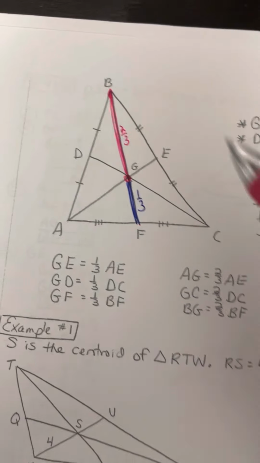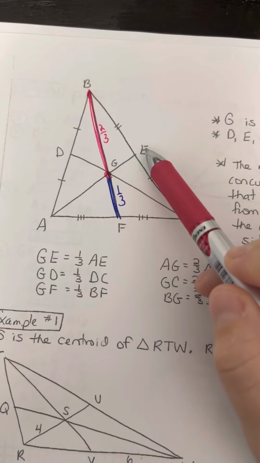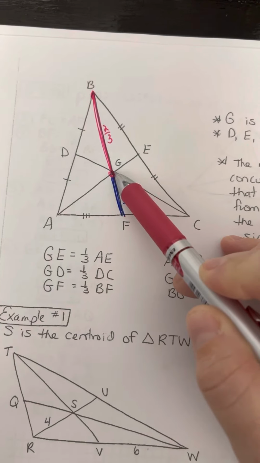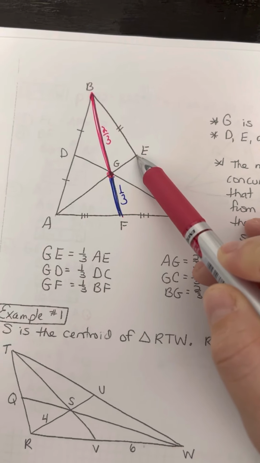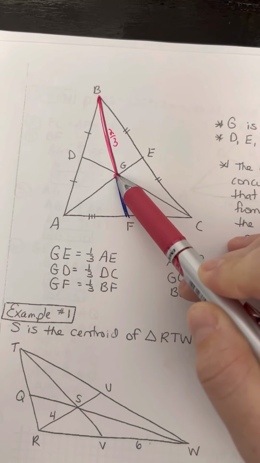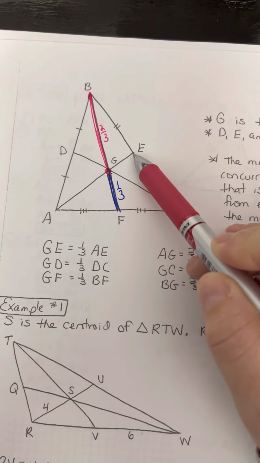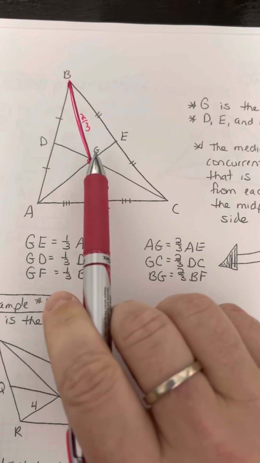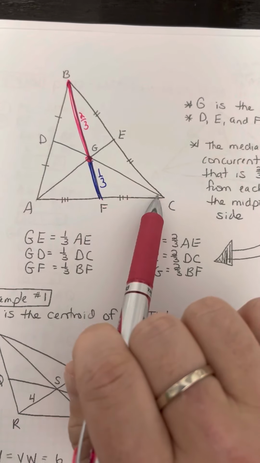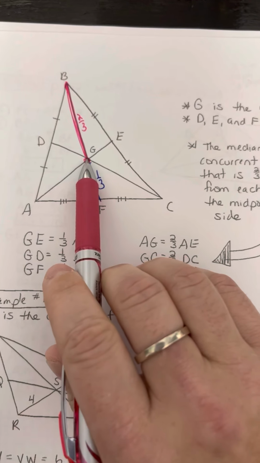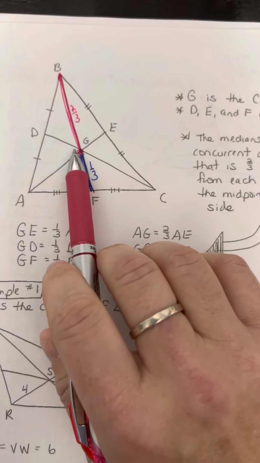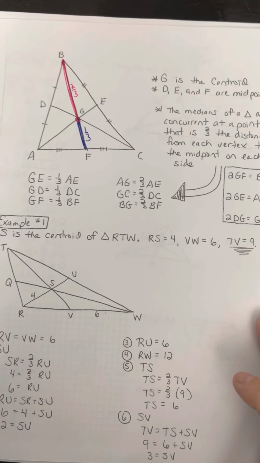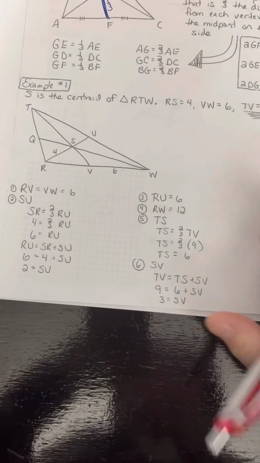You can also look at all the other ones. Let's look at median AE. A to G is my 2/3 part. G to E is my 1/3. Vertex to centroid is 2/3. Centroid to midpoint is 1/3. Just to make sure it makes sense, let's look at DC. Vertex to centroid is the 2/3 part. D to G, the centroid to the midpoint, is the 1/3 part. Make sure you see the difference between the two because you'll need that to find the lengths of different sides. Let's look at an example.